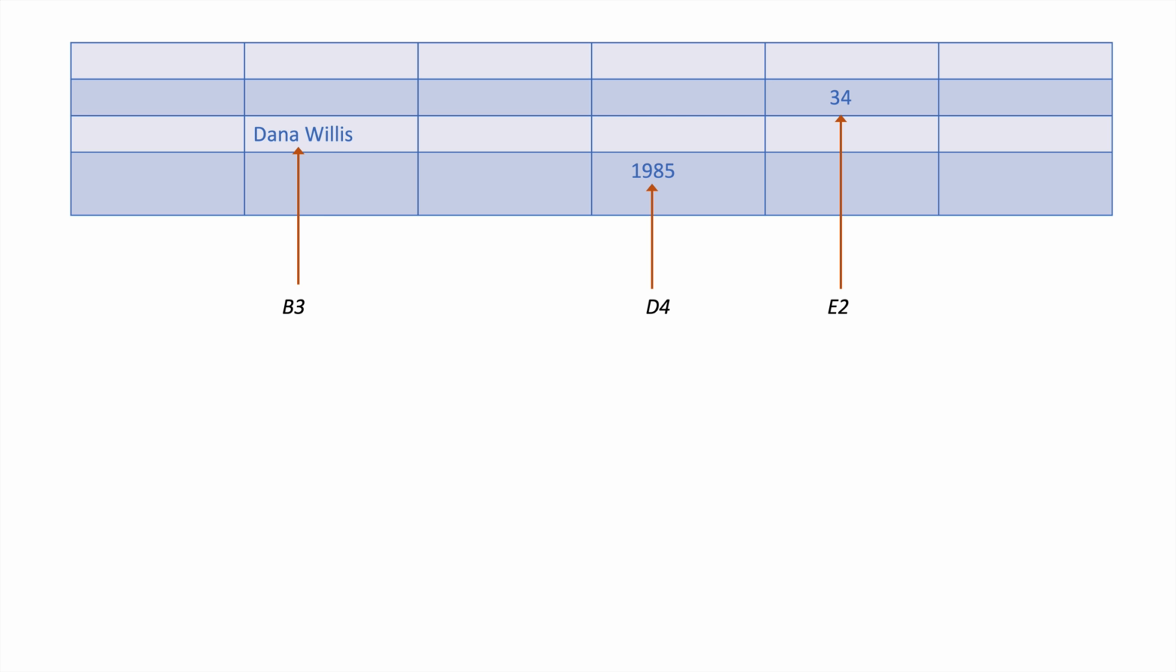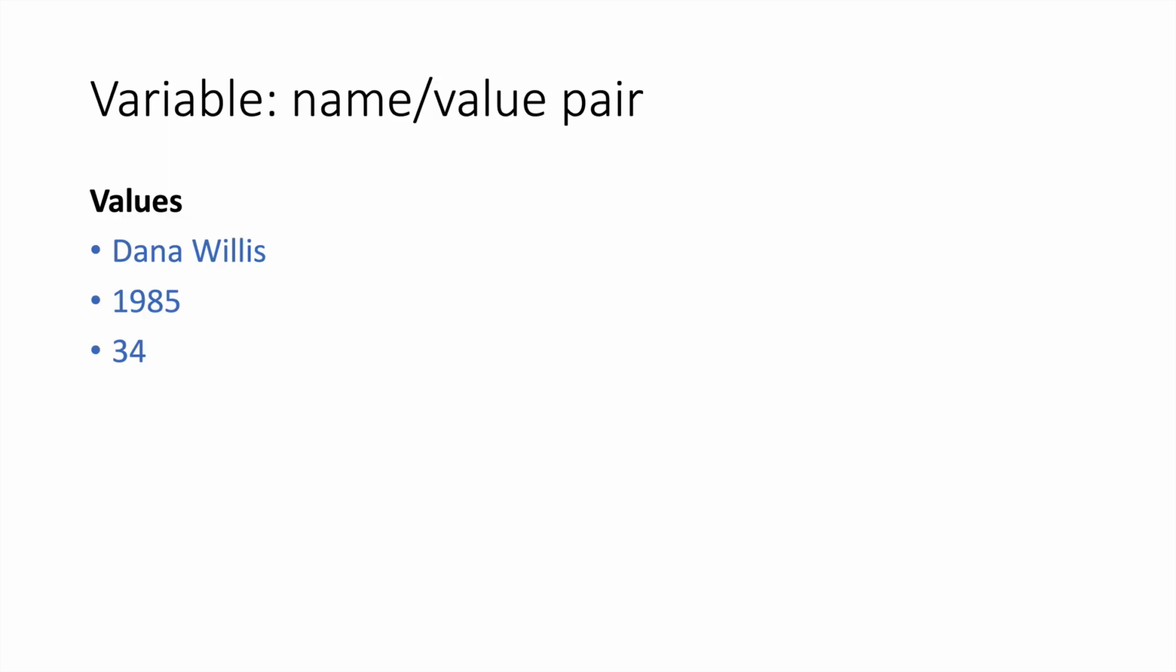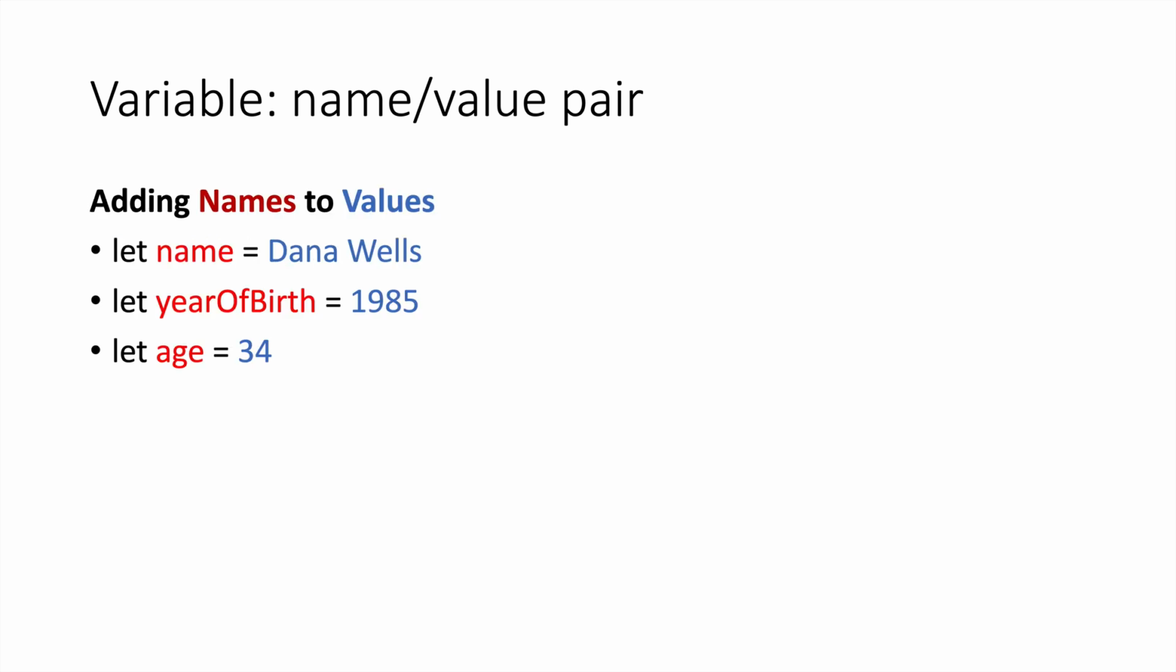So years ago, some very bright people came up with the idea of a variable. And they said, okay, let's take these values and associate names with them rather than some cryptic memory address. So here we're showing the values that we had from our spreadsheet. And now we can turn those into variables. And we do that by assigning different names to the different pieces of information.